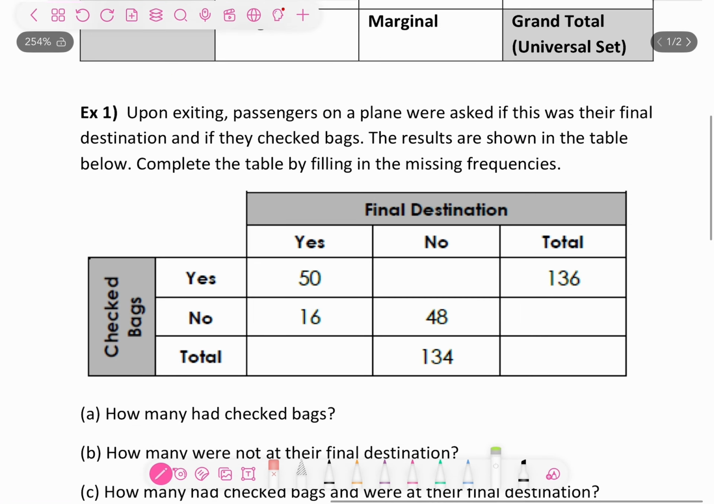All right, example 1. Upon exiting, passengers on a plane were asked if this was their final destination and if they checked bags. The results are shown in the table below. Complete the table by filling in the missing frequencies.